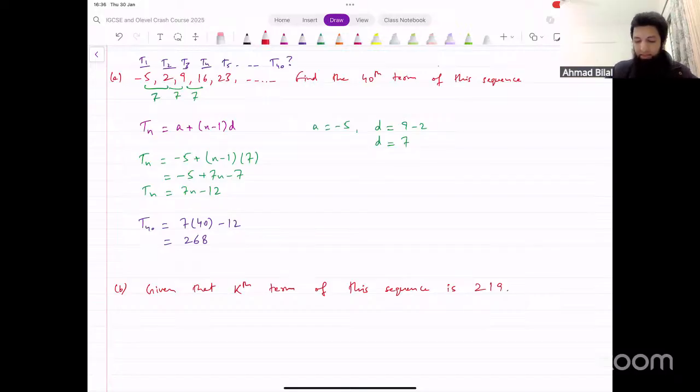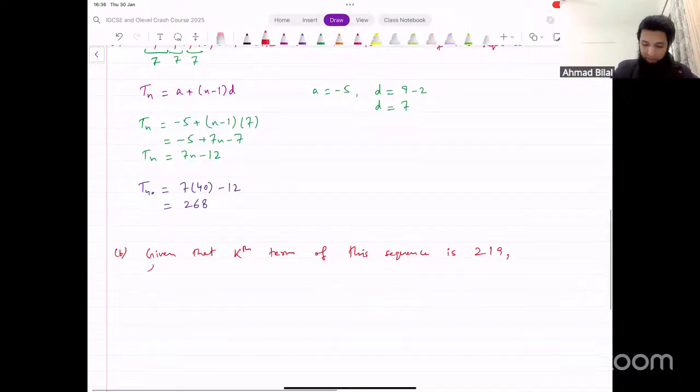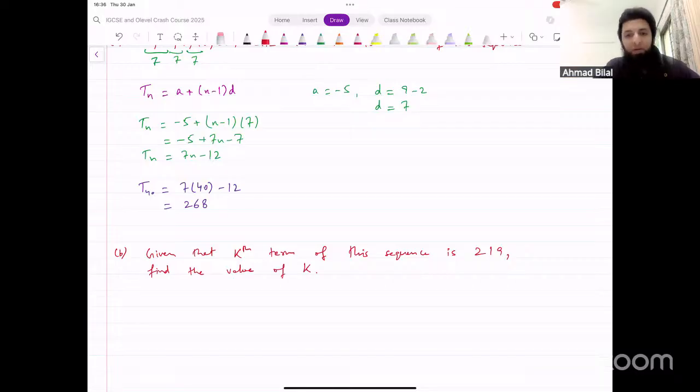Okay, that's the kth term of the sequence. 219. Find the value of k. That's what you want to do now. The kth term of the sequence is 219. You are given the value of the kth term, and you want to find what k is.